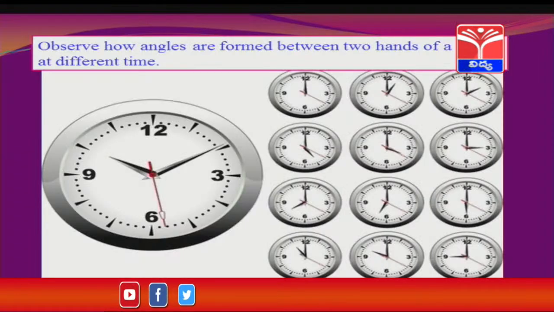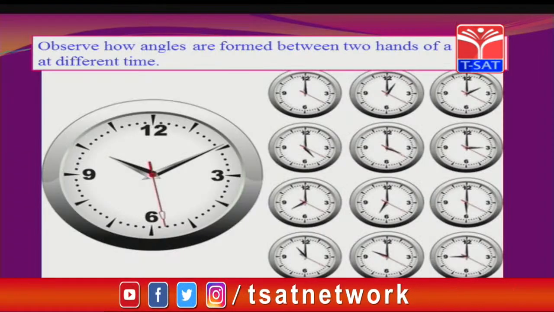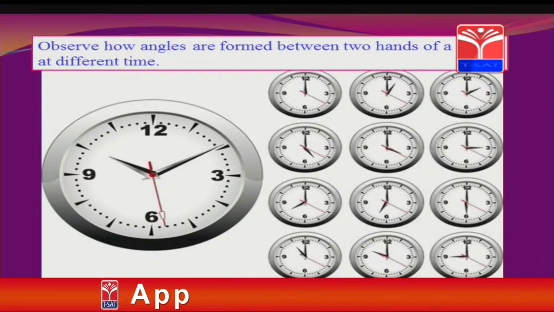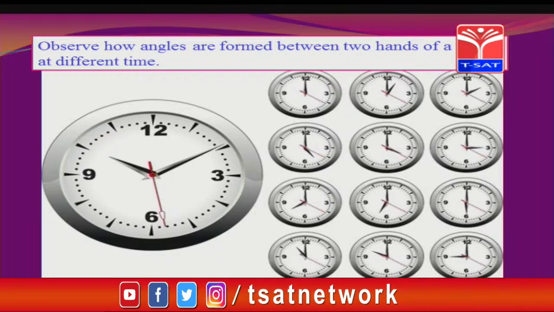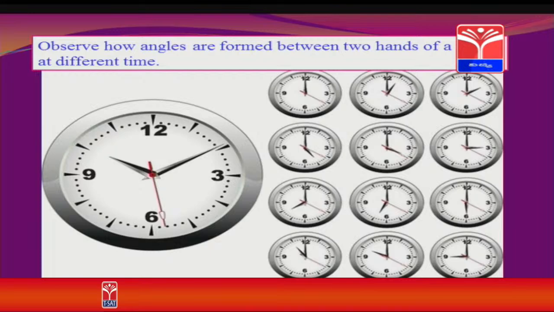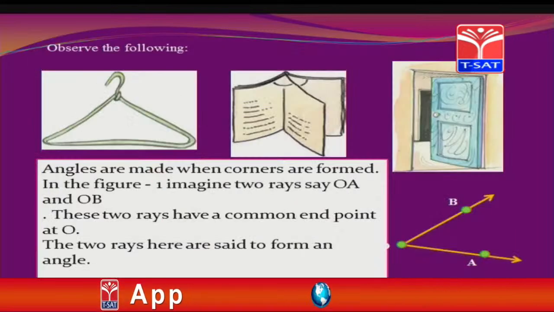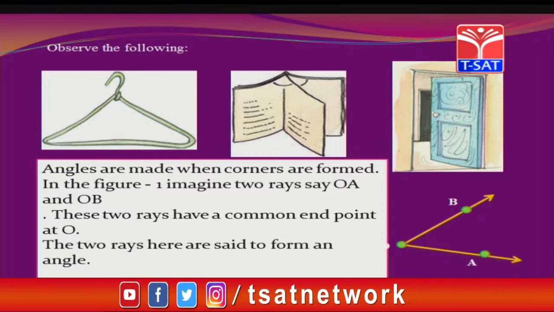Dear children, you might have come across the wall clock. You see different wall clocks. Have you observed there are 3 hands, one is the minute hand, another is the hour hand, and another is the second hand. If you observe the hour hand and minute hand, they look like that. Again, take a folded book or a door which moves about one point. So, angles are made when corners are formed.